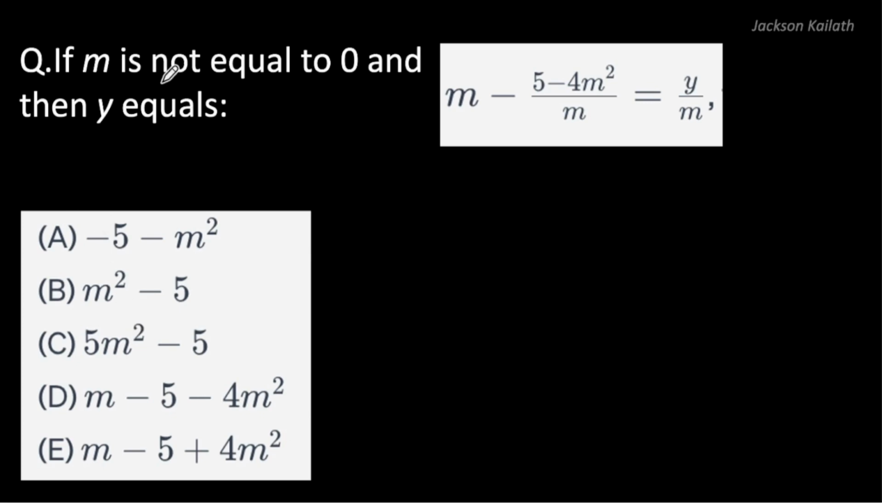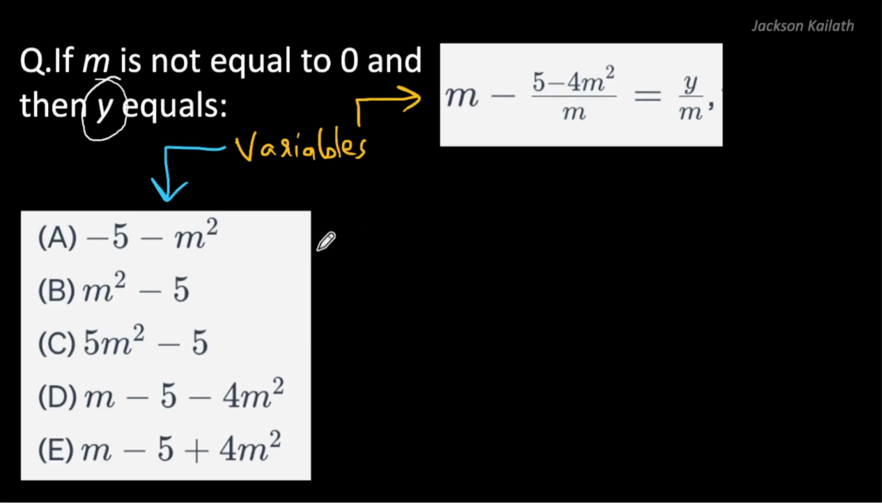The question says: if m is not equal to 0 and we have this expression, m minus 5 minus 4m square by m is equal to y by m, then y is equal to. The interesting thing is that in the question stem you have variables, m and y. The answer is asking us about the value of y, and in the answer options you also have variables. So the answer options are also in terms of variables.